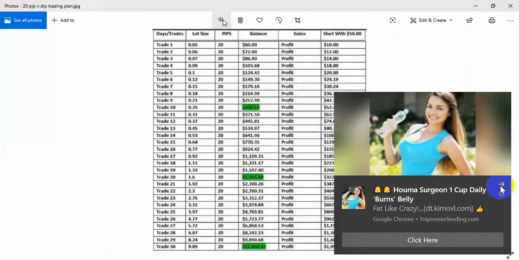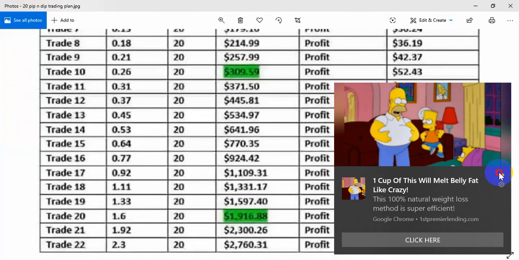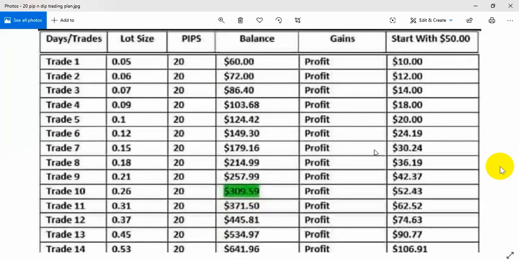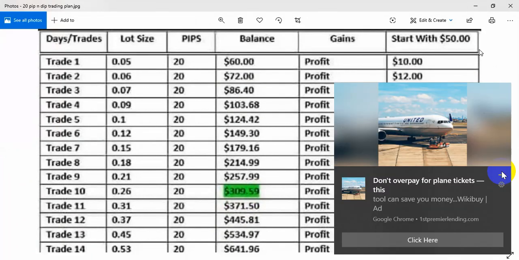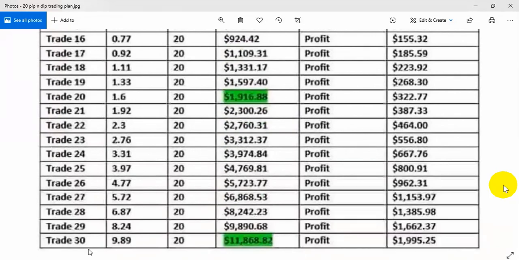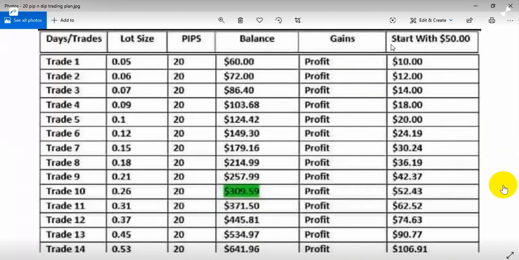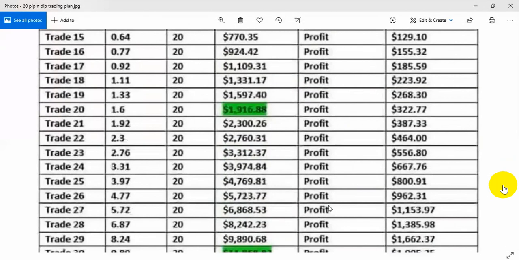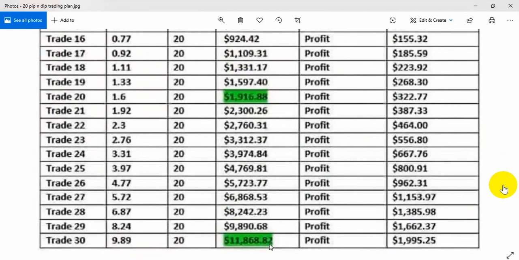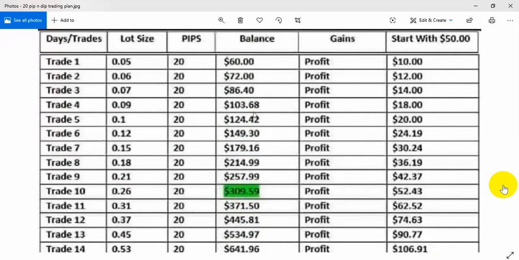So Coach Max, you mean to tell me, let me make it real big so y'all can see what I'm talking about. Coach Max, you mean to tell me that I can take 30 trades. These are not days, these are trades. And I can start with $50 and I could potentially end up with 5 figures in my trading account just taking 30 trades. Yes, that is exactly what I'm saying.